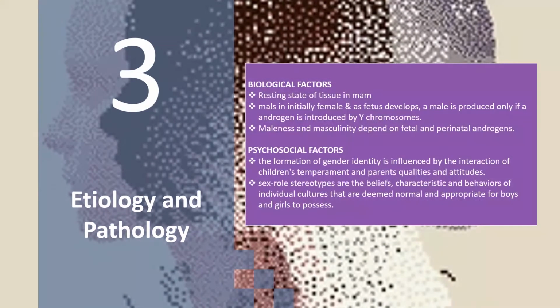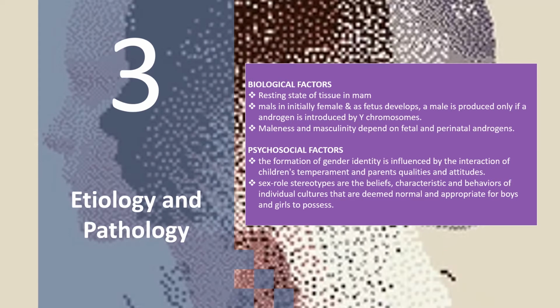As to the etiology and pathology of this condition, biological and psychosocial factors are deemed significant. Biological factors believed that resting state of man or in tissue of a man causes and results in this condition. It also believes that males are initially female and as a fetus develops, a male is produced only if an androgen is introduced by Y chromosomes. And third, it believes that maleness and masculinity depends on fetal and perinatal androgens.